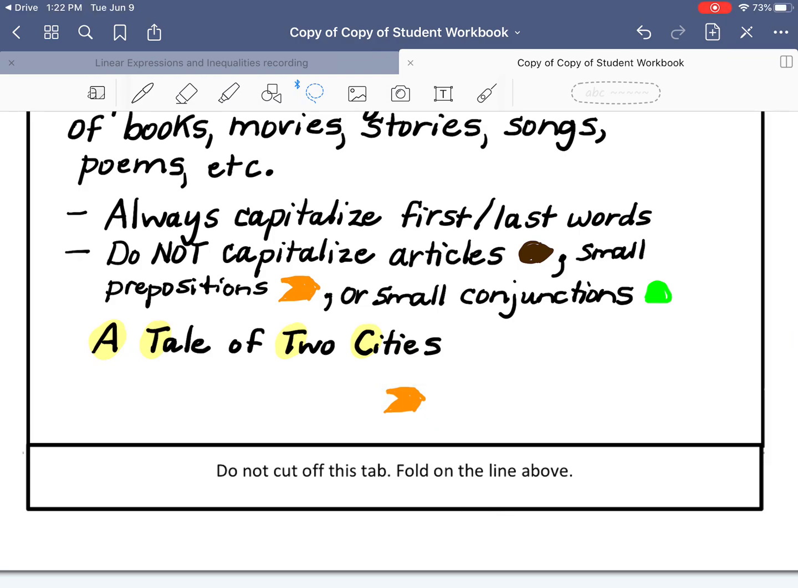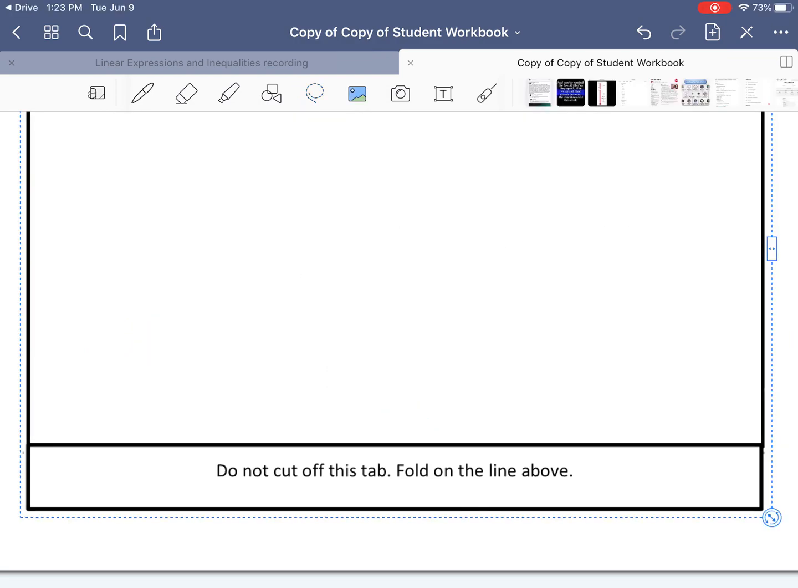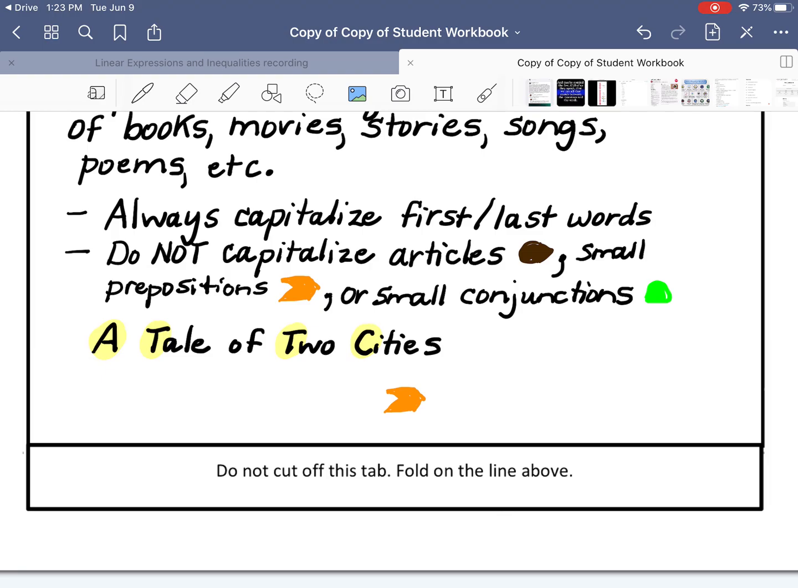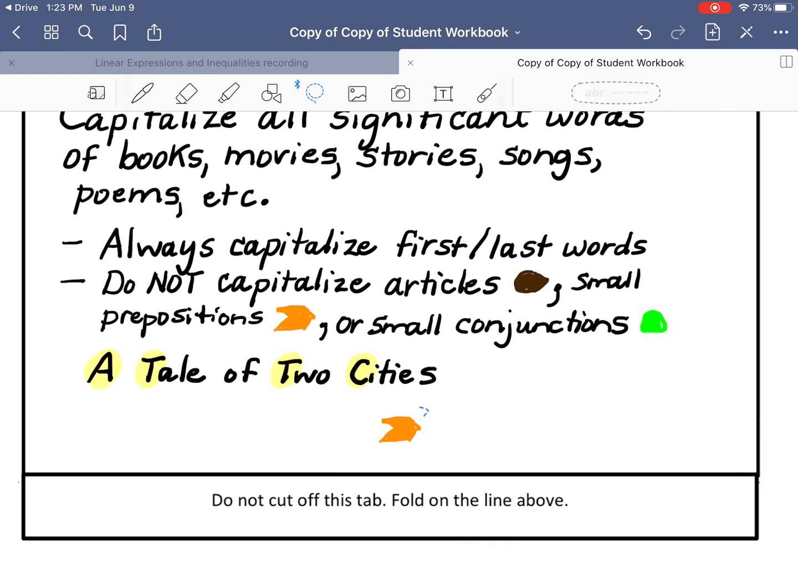So knowing these parts of speech helps you decide which capital letters you need to use. Of does not need to be capitalized because it's one of those little prepositions. If it's a big preposition like through, then you would capitalize it. 4 letters or less, you don't need to capitalize. Okay, here is another example. I've never heard of this book, but I like this book. The Complete Idiot's Guide to Sewing.